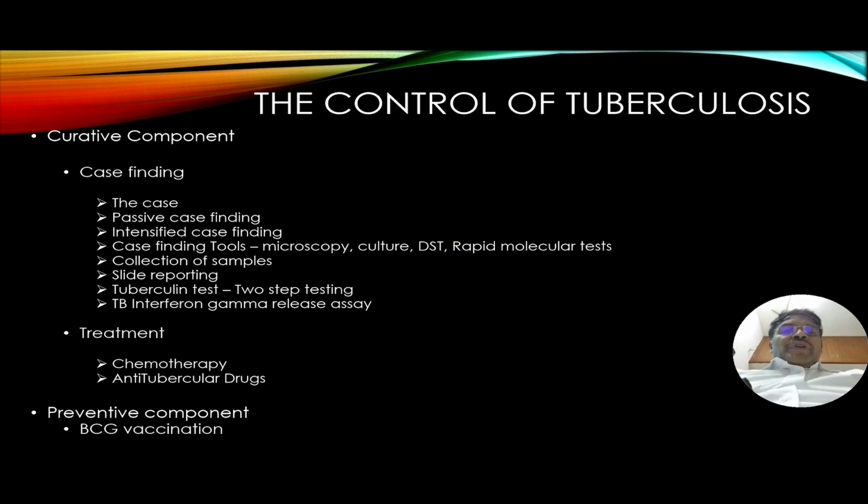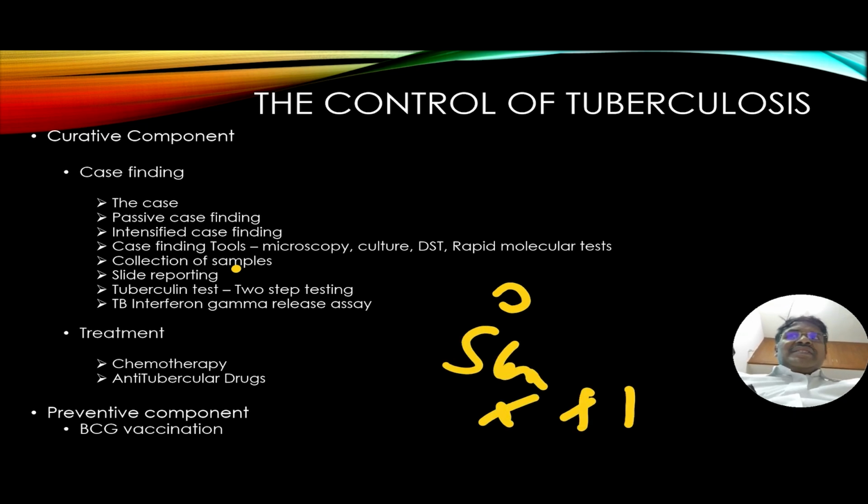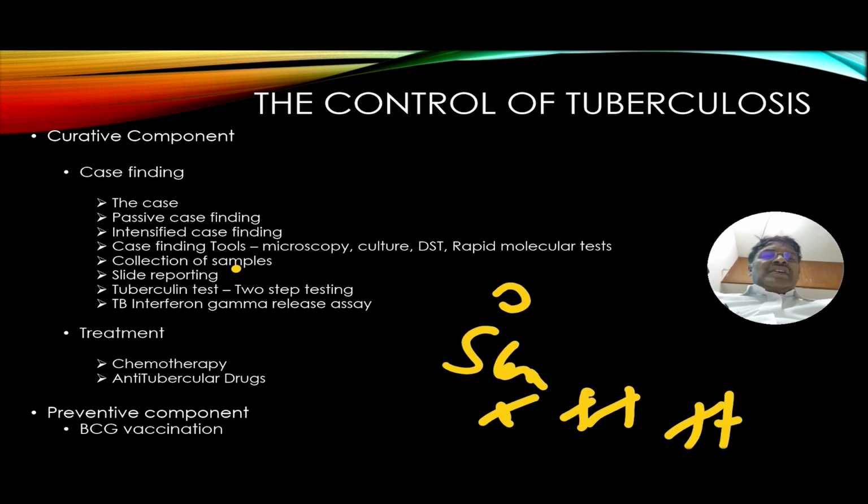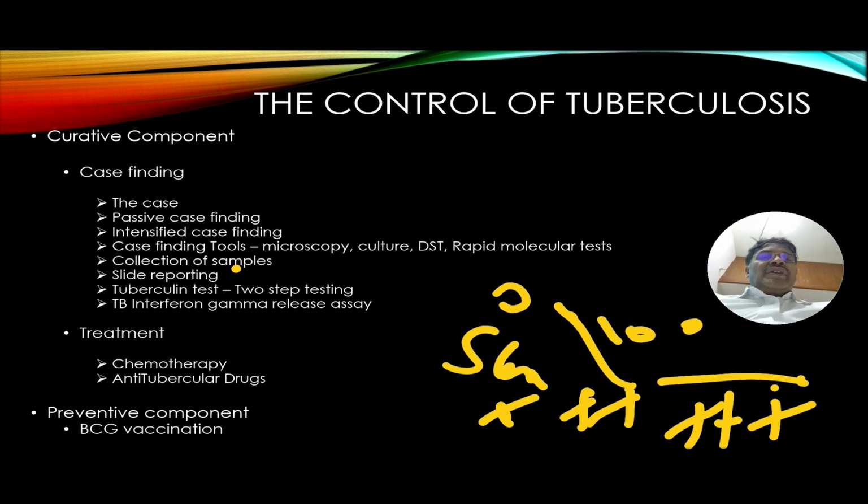So slide reporting in Ziehl-Neelsen staining: once positivity comes, we classify as 0, scanty, plus. So these are all results based on the number of AFB per 100 oil immersion fields, first 3, and the last 2, number of AFB per oil immersion field. So this is how we give slide reporting.